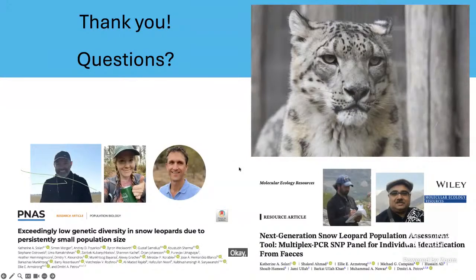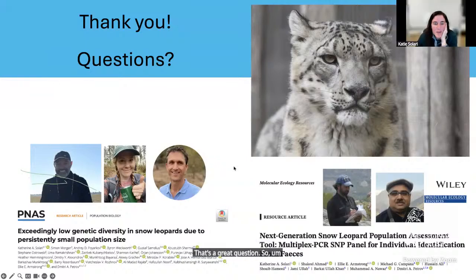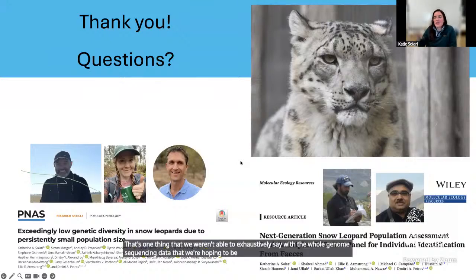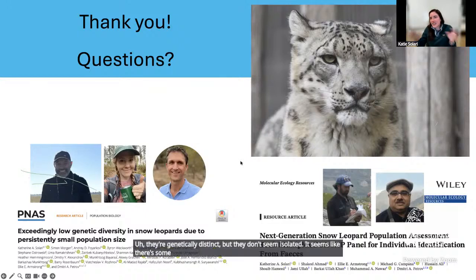Chris: Are the wild population groups identified mixing with each other, or is there a risk that they are becoming isolated groups? That's a great question. That's one thing that we weren't able to exhaustively say with the whole genome sequencing data, that we're hoping to be able to address with our larger data set that's coming down the line. What we found is that they're genetically distinct, but they don't seem isolated. It seems like there's some sort of connectivity, but it's hard for us to quantify it.